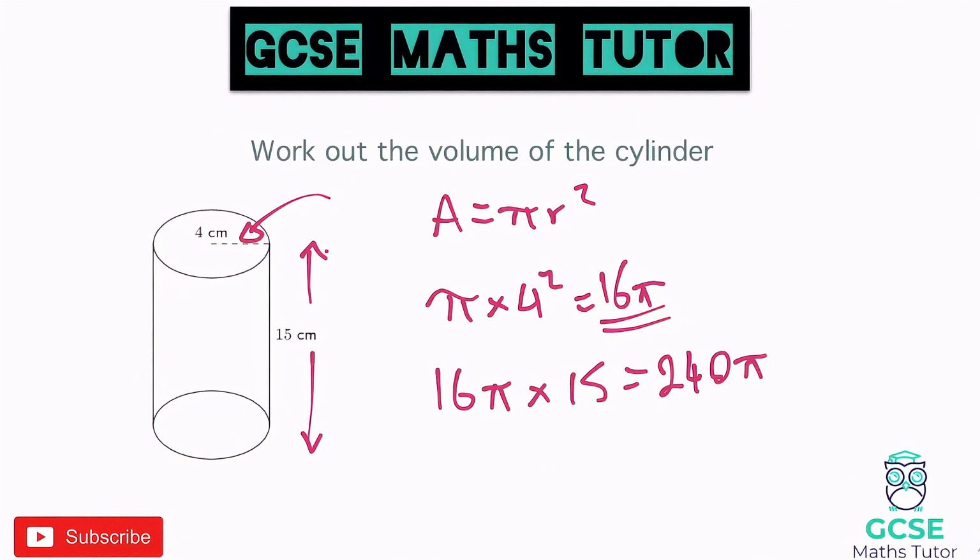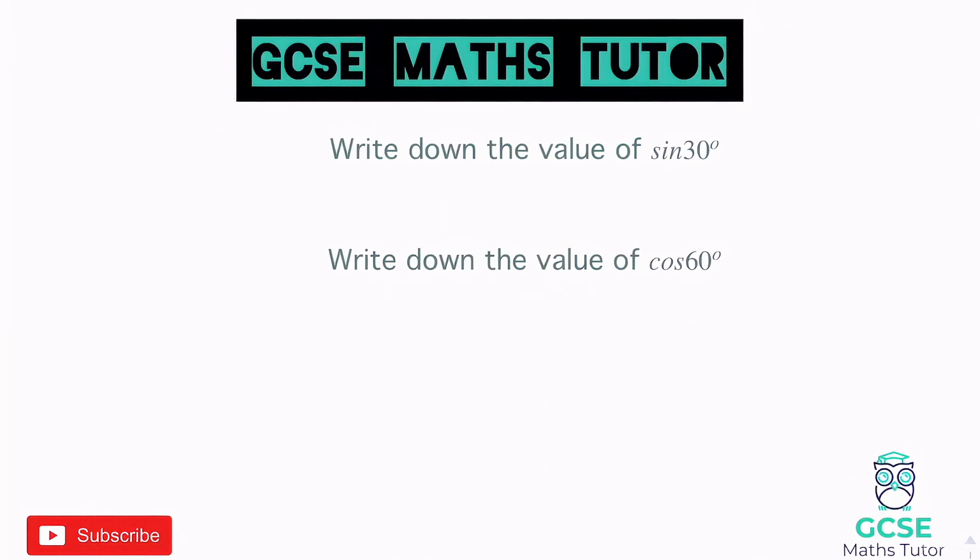So it's 240 pi. Now there are a few non-calculator questions, and again there's more of these on the higher, but two here that we really need to know, and that is sine 30 and cos 60. Now the value of sine 30 is 1/2, as is the value of cos 60. So they're both equal 1/2, and they're really good ones to make sure that you know for these non-calculator papers. Okay, so do remember those ones, sine 30 and cos 60, and they're both equal 1/2.